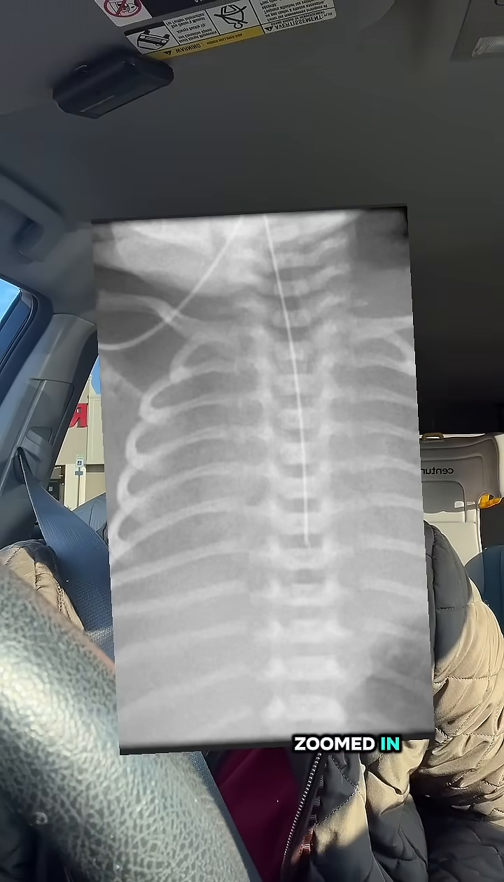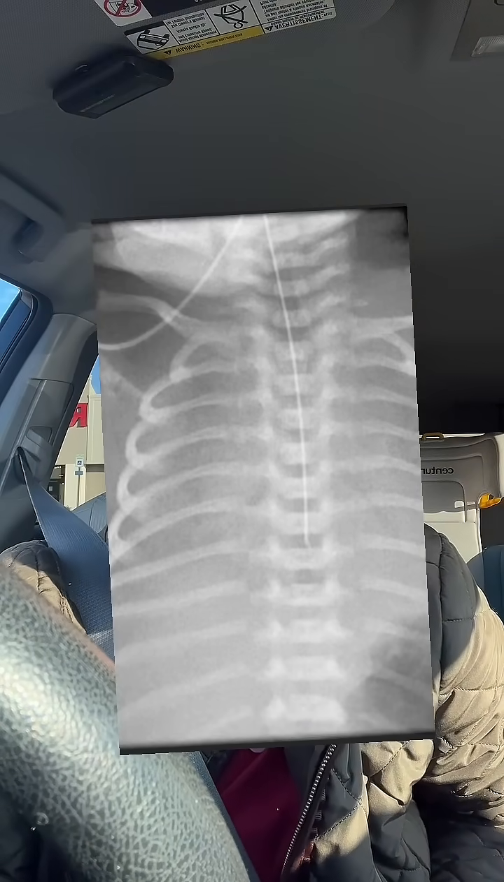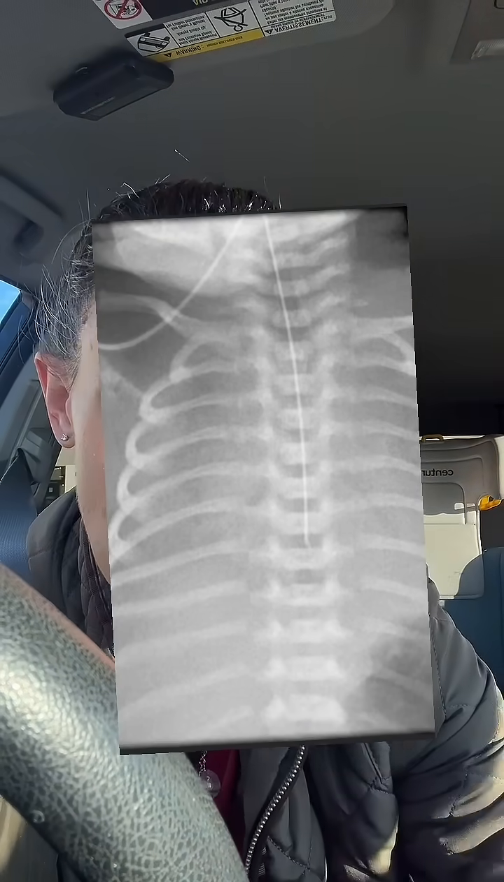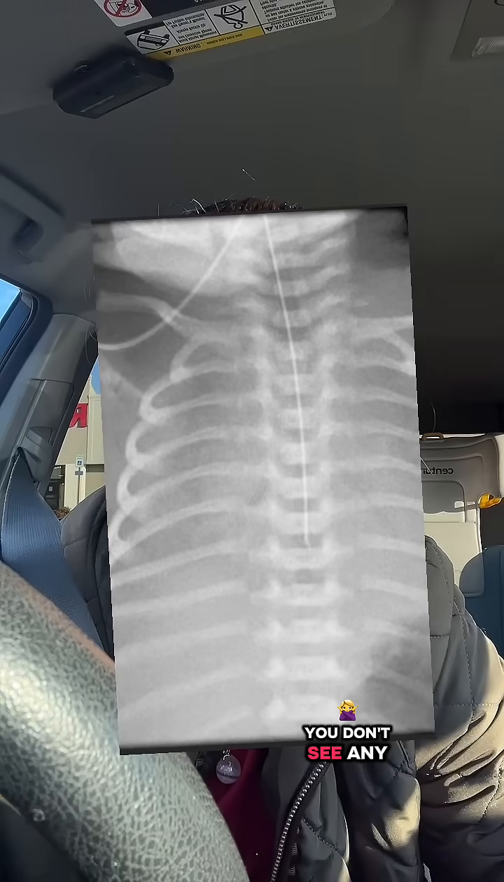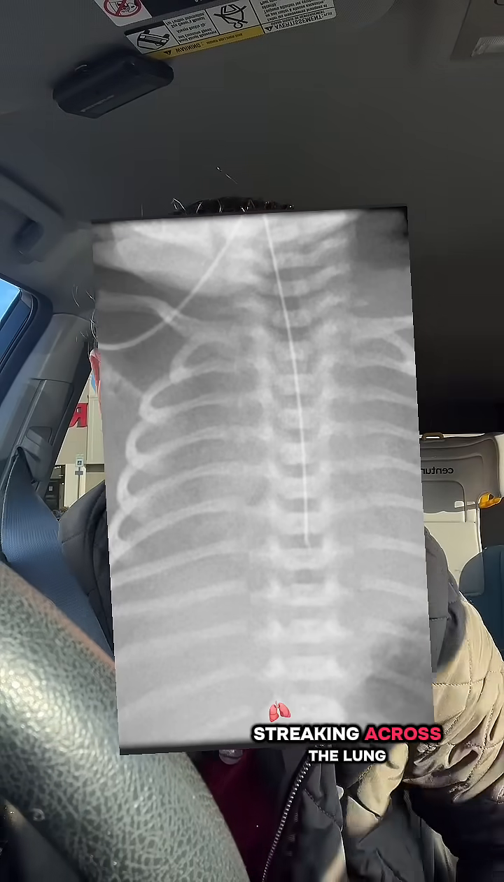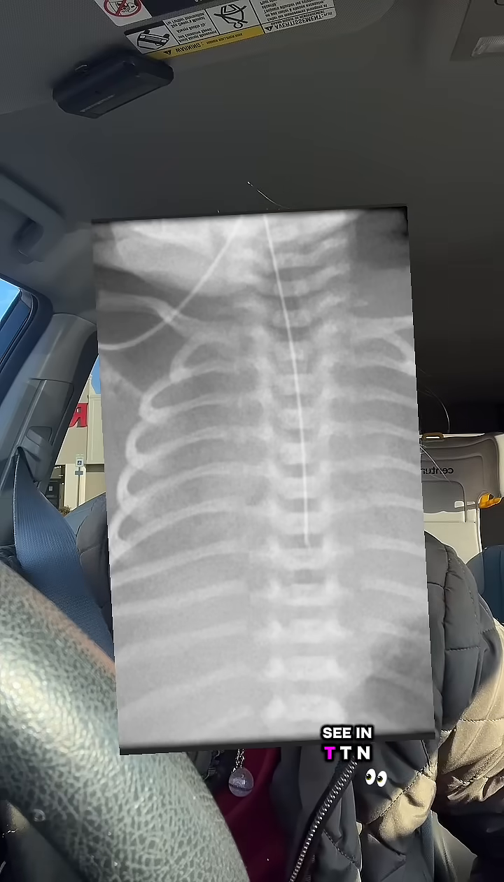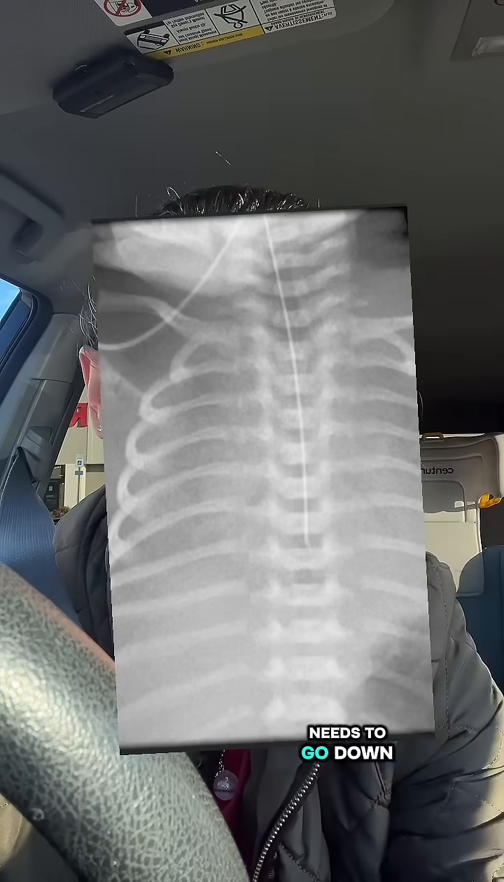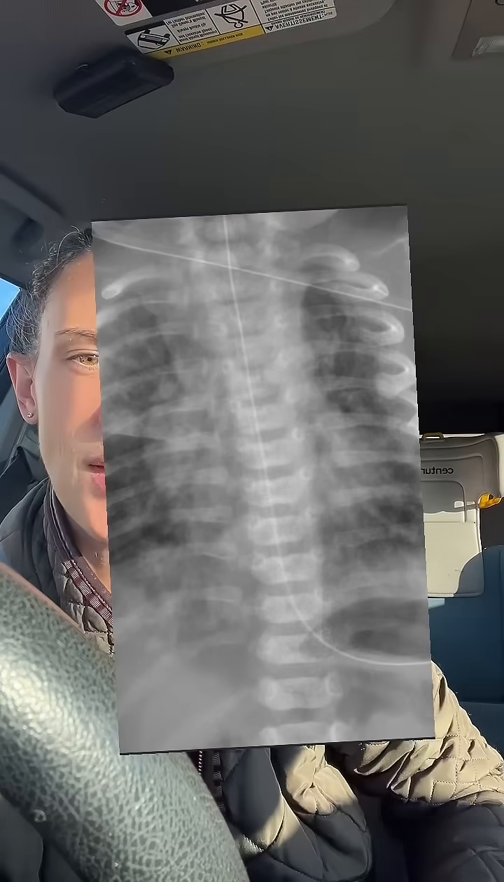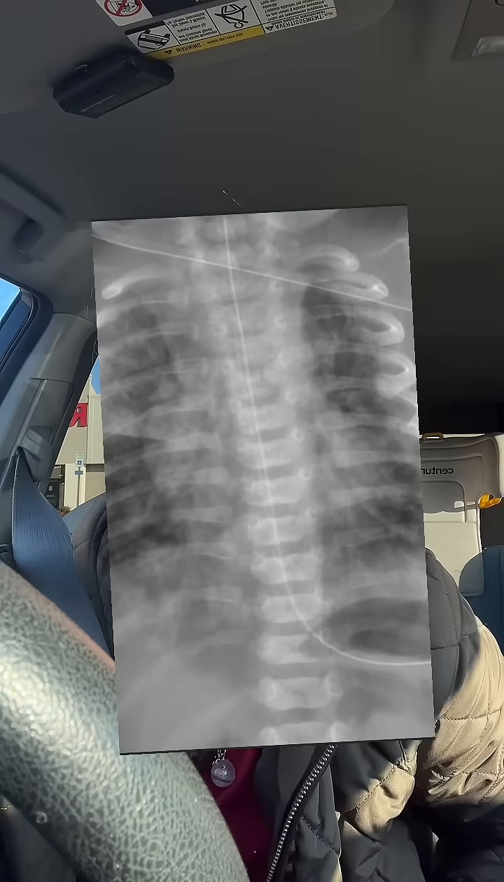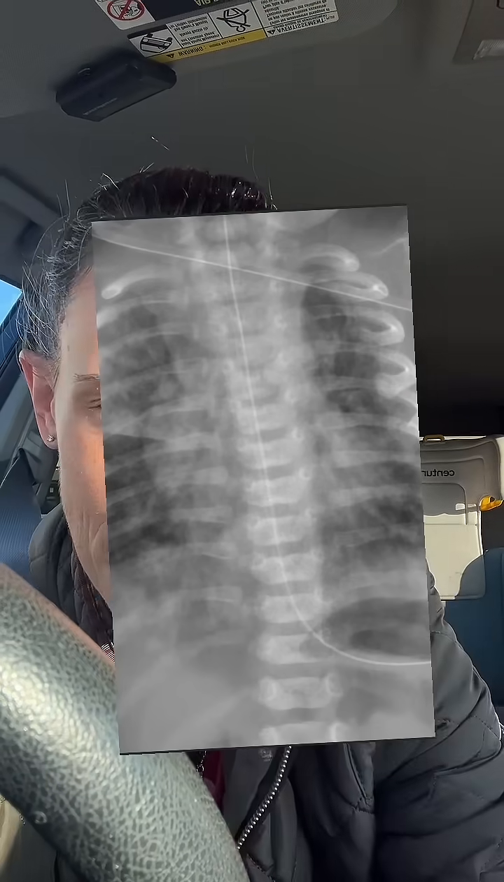This guy, it's a little zoomed in, but you get the idea. This one's RDS, just kind of completely whited out. You don't see any linear streaking across the lung fields that you would see in TTN. This one also, the NG tube needs to go down quite a bit further. This one, meconium aspiration syndrome.